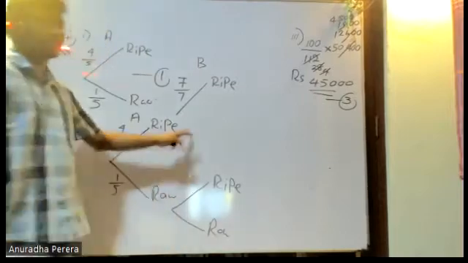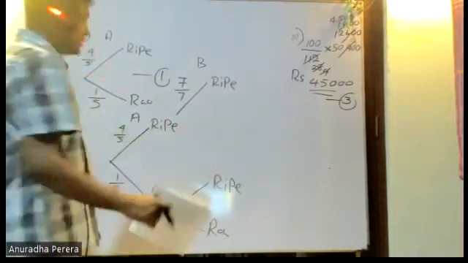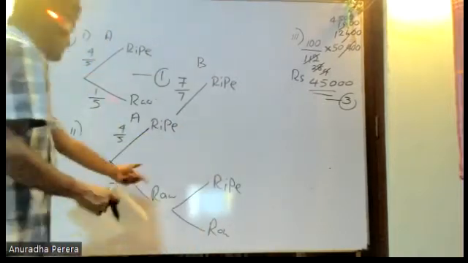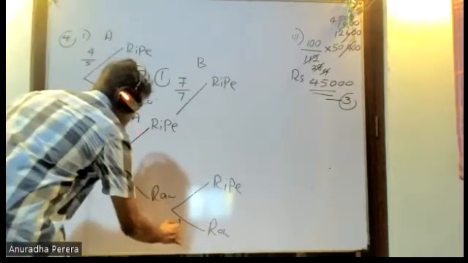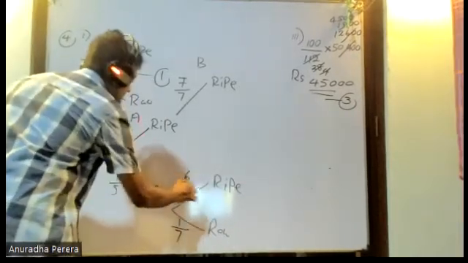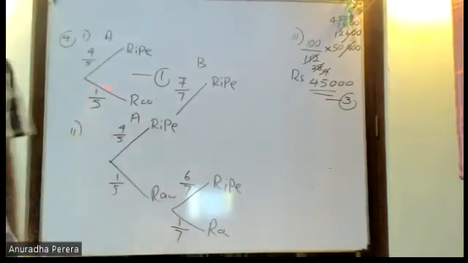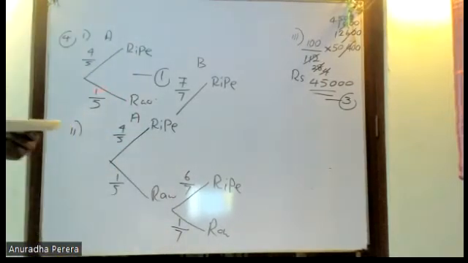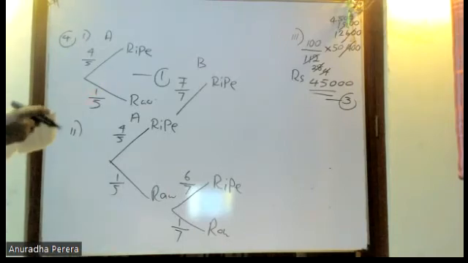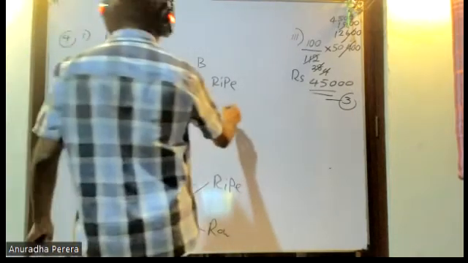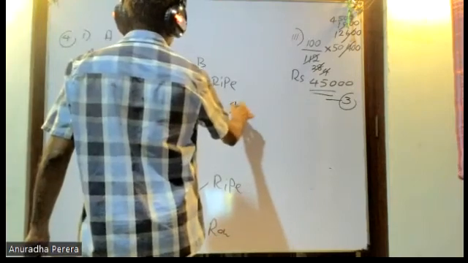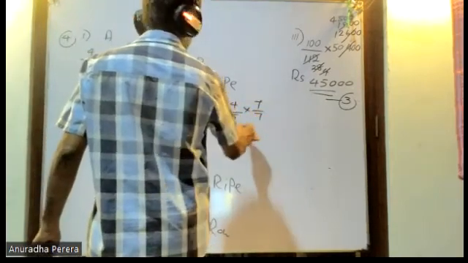If you draw it, the probability is 0. Right? Then this one is raw, 1 over 7. This one is 6 over 7. That's the tree diagram. We need to find the probability of drawing the ripe mango on both occasions. Ripe, this one. The probability is 4 over 5 into 7 over 7.